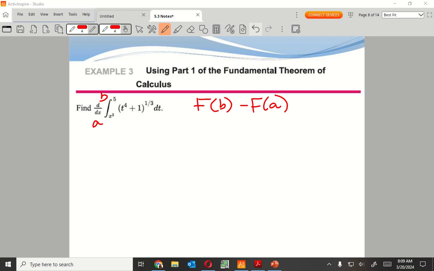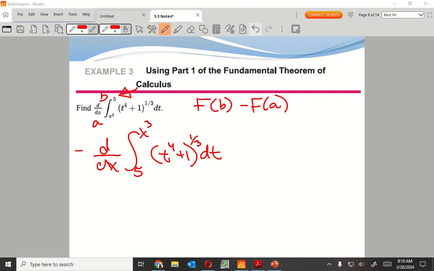I'm going to change the bounds because with the fundamental theorem of calculus, we're always plugging into the upper one here. So it's b minus a, but since this is set up the other way, I'm going to reverse it. So it's going to be d/dx, negative, the integral from 5 to x cubed of (t to the fourth plus 1) to the 1/3 dt. By flipping the bounds, I need to change the sign.